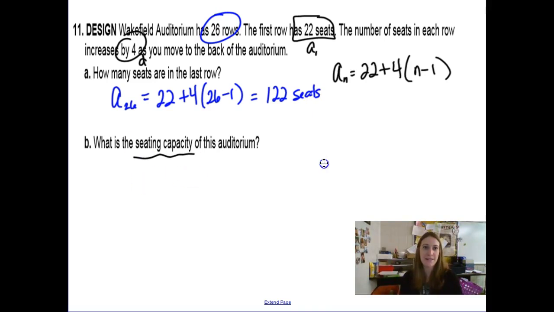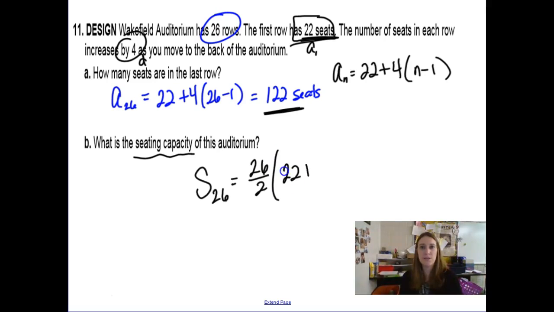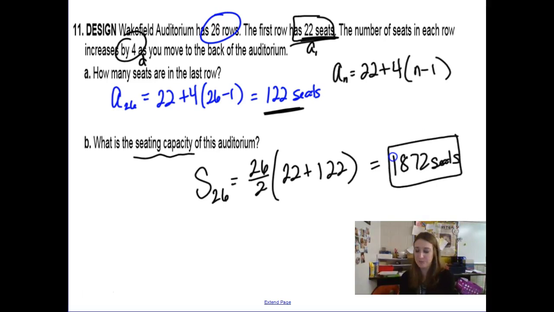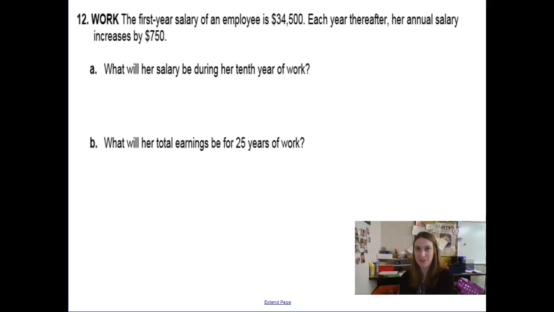But now they want the seating capacity. So basically you have to add up how many are in each of your rows. Well, we have that. We have the last seat and we have the first seat. So let's just do that, guys. The sum of the 26 rows would be 26 over 2. And then we started with 22 seats, but the final row has 122 seats. So on my calculator, 1,872 seats. So that's kind of a neat application. It's a simple application, but that is the type of thing that we would see for an application of a sequence, or a series actually.